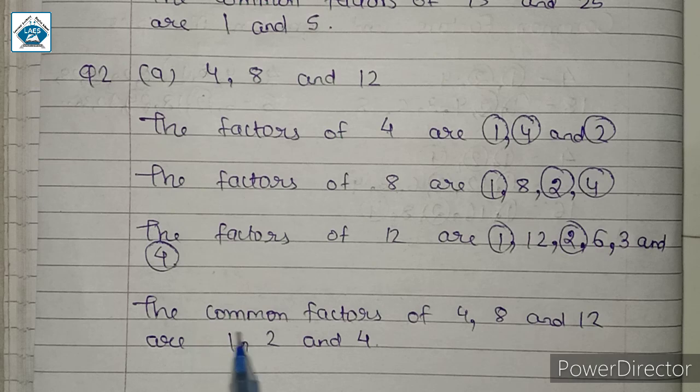In this way, you can write the concluding statement. The common factors of 4, 8 and 12 are 1, 2 and 4. In the same way, you have to solve for part B, where you have to find the common factors of 5, 15 and 25 and write the solution in your notebook.